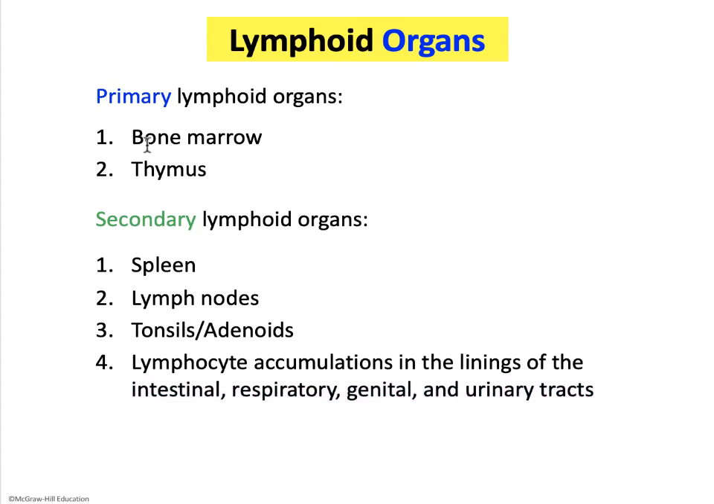Bone marrow and the thymus gland are classified as primary lymphoid organs because that's where these cells, the B cells and the T cells, are maturing.